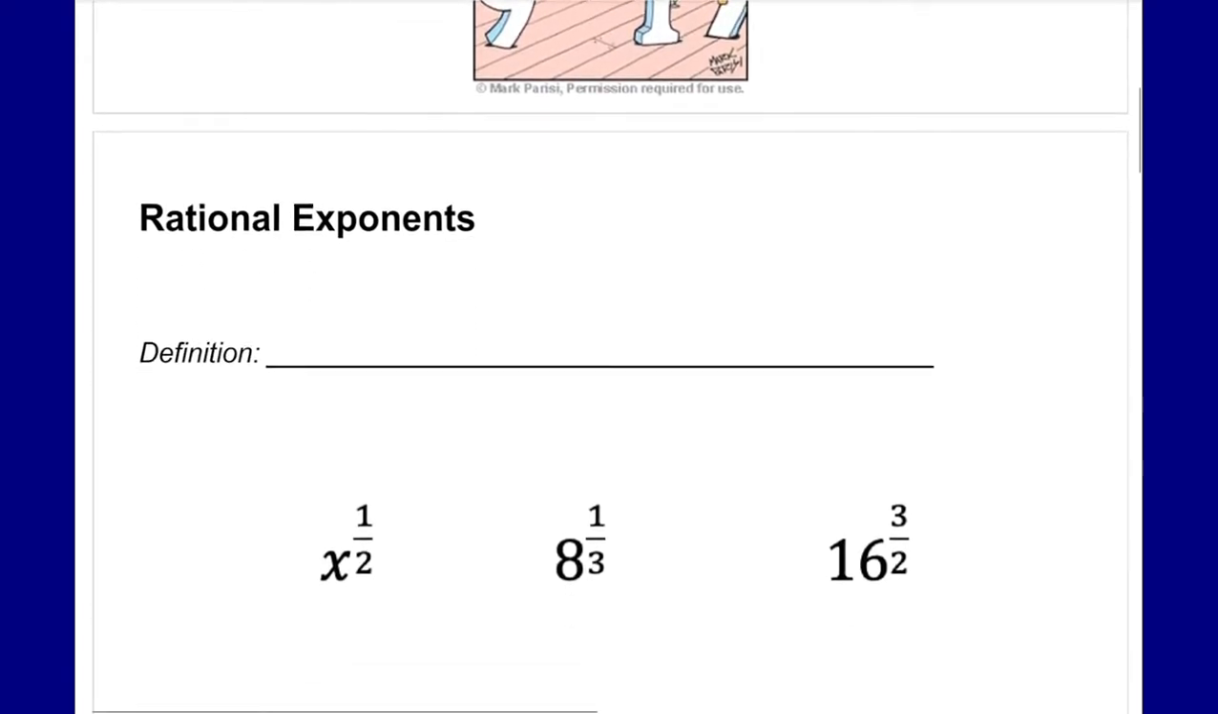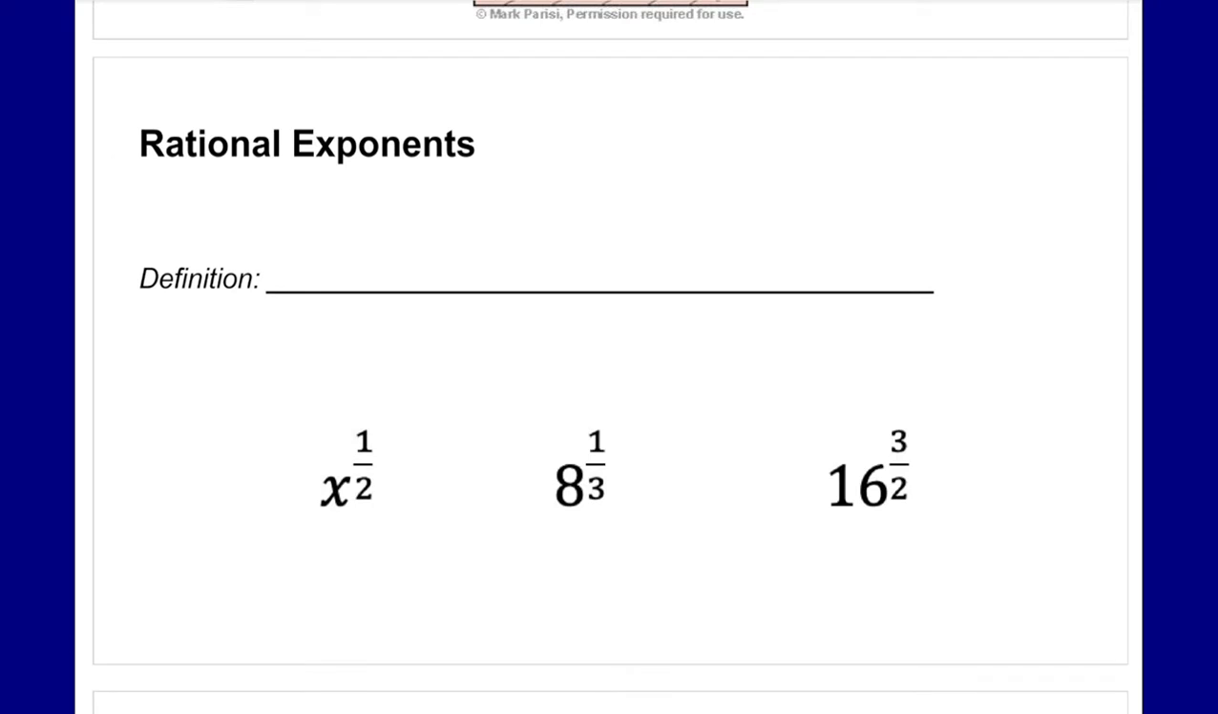So to start off, rational exponents. Here we have a couple of examples of rational exponents: x to the power of 1/2, 8 to the power of 1/3, 16 to the power of 3/2. These are all examples of rational exponents, so hopefully you can make the connection between all three. By definition, a rational exponent just means that the exponent is a fraction.